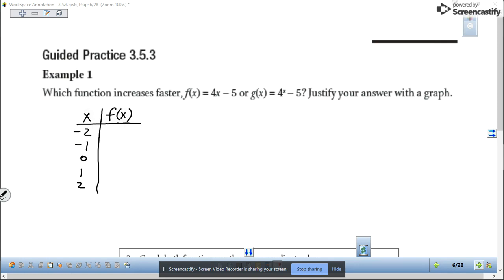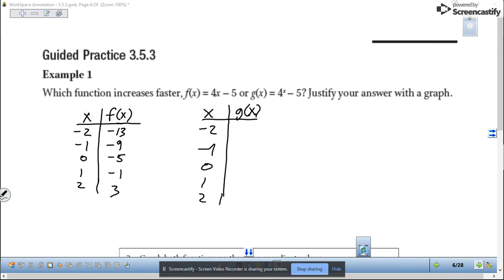If I plug in here, I get -13, -9, -5, -1, and 3. And we do the same thing for g of x. Take a minute, pause this, and plug them in your calculator just to make sure that you get the same things that I do. This one, you get -4.9375, -4.75, -4, you get -1, and you get 11.